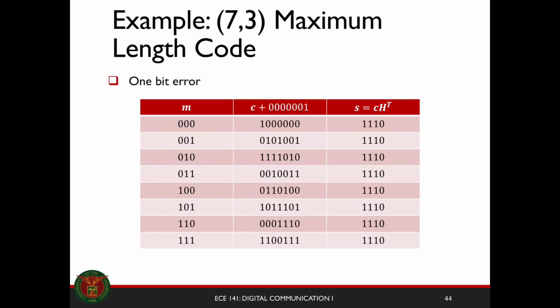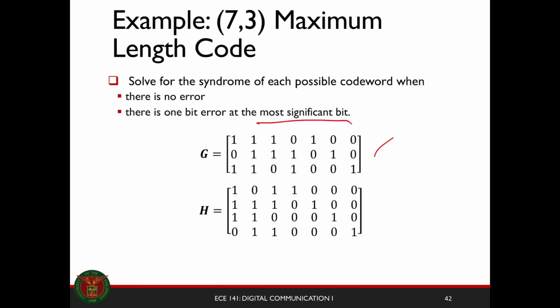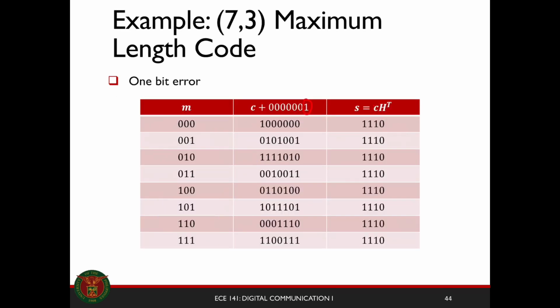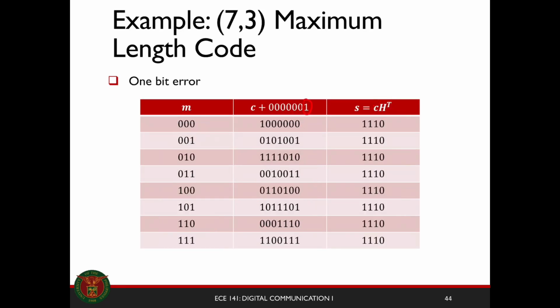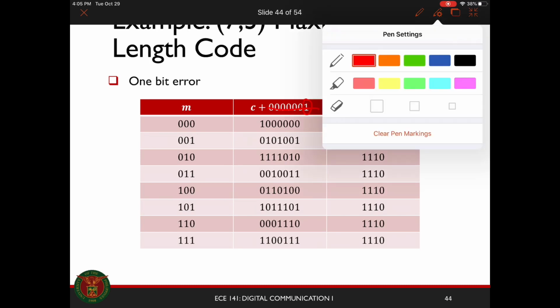Now if we have a 1-bit error, at the least significant bit rather, then to all of these you should add 1. Oh wait, oops, this one is not correct. Let me just correct that.